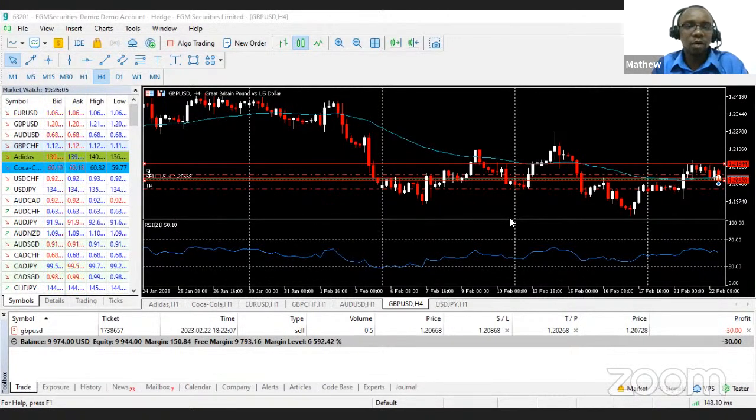Maybe you're trying to map out your entries, your exits, so that you understand where you went wrong or even where you went right. Because the purpose of a journal is to make sure that you're documenting everything in your trades, so that you're able to know where you went wrong or where you went right, so that you're able to improve your trading system moving forward.